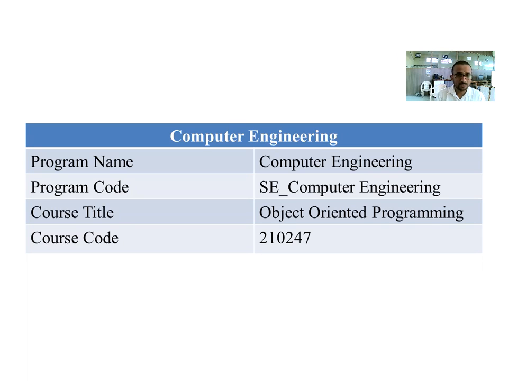So this is the practical for our computer engineering program, second year program it is. Then course title, we all know that it is Object Oriented Programming, and the course code is 210247.